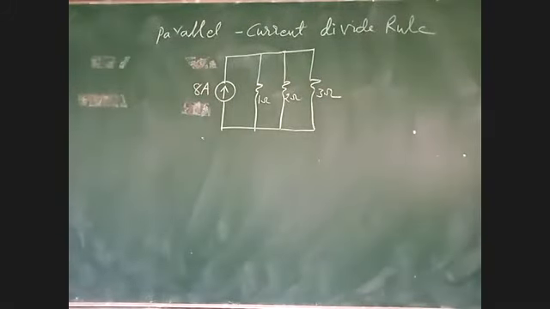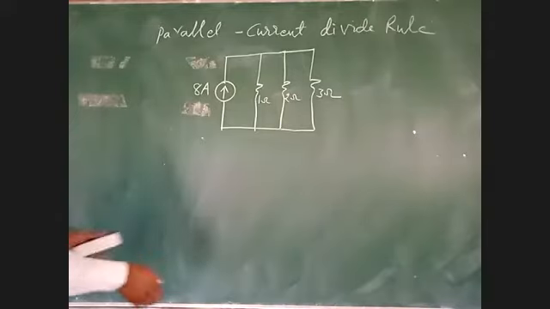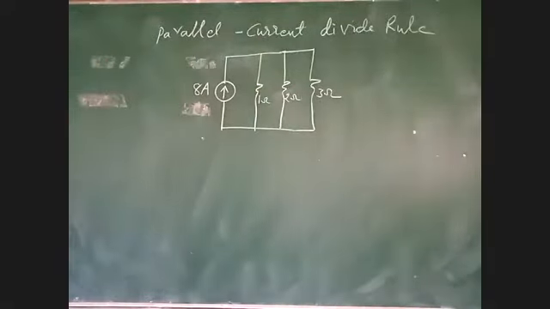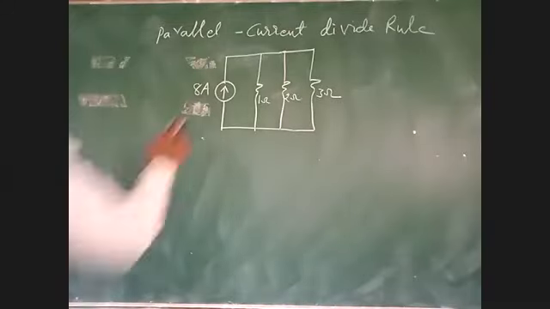Determine the current in all the resistors using current divider. Okay, see here. Now, how many nodes are there? Only one node is there.